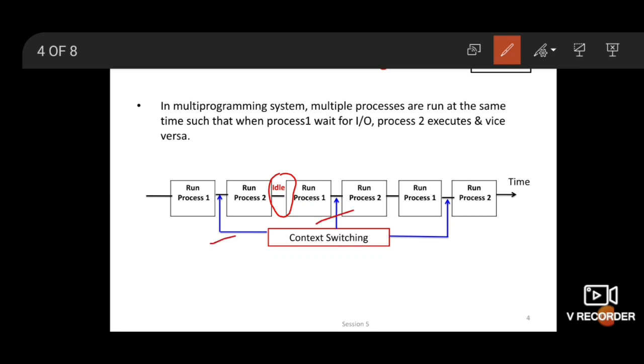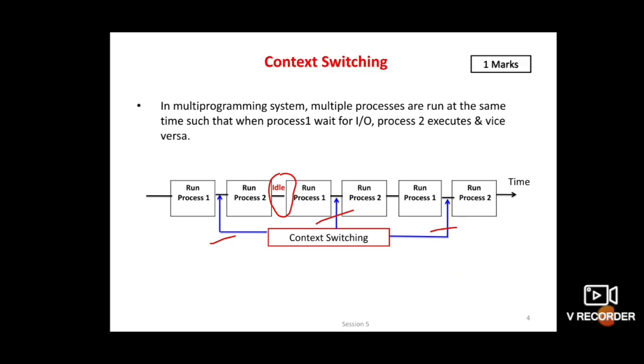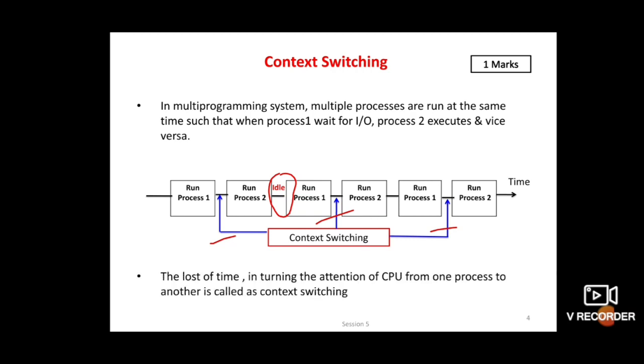This arrow and this arrow are called context switching. In multiprogramming, context switching reduces CPU utilization. When the CPU switches from process 1 to another process, time will be lost, and that lost time is called context switching. Which time? The time from process 1 to process 2. This time is called context switching.